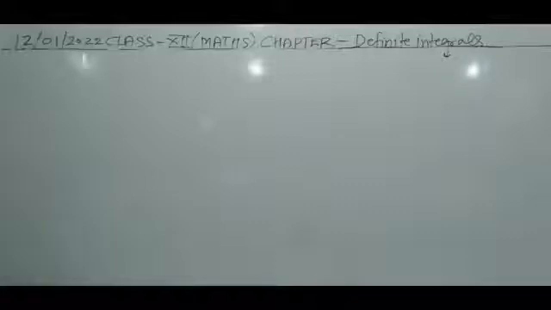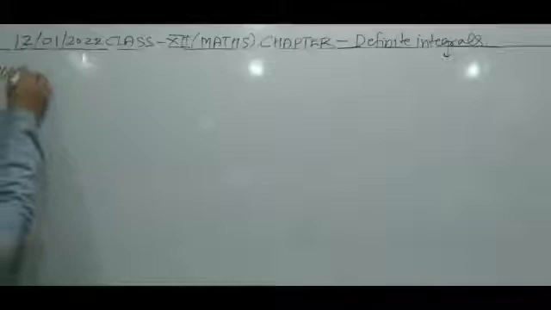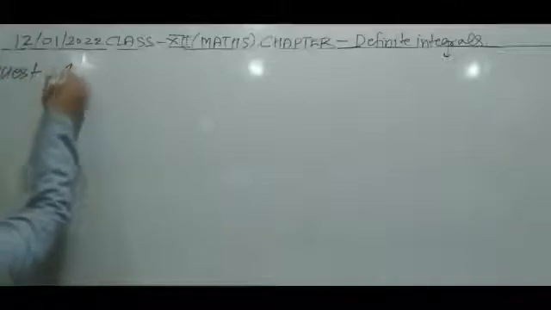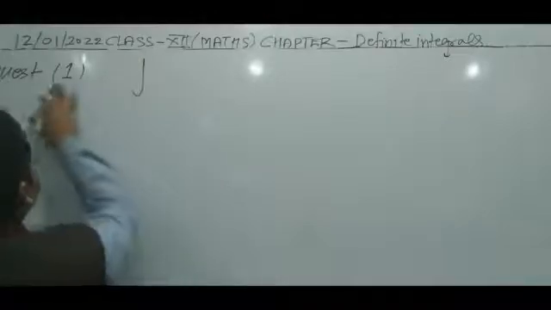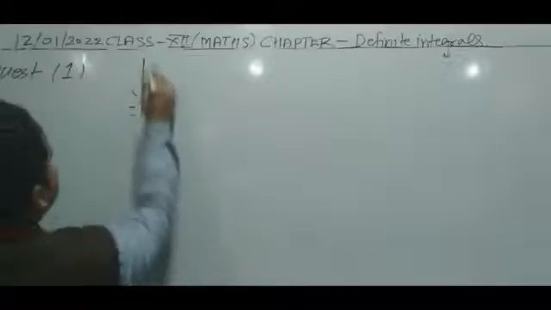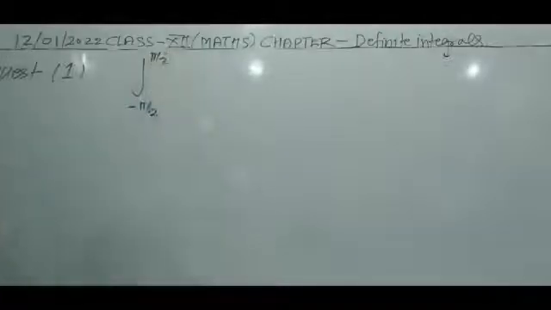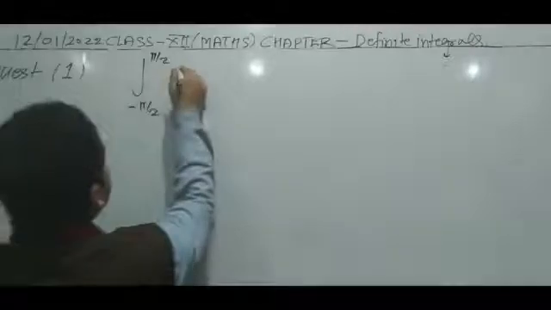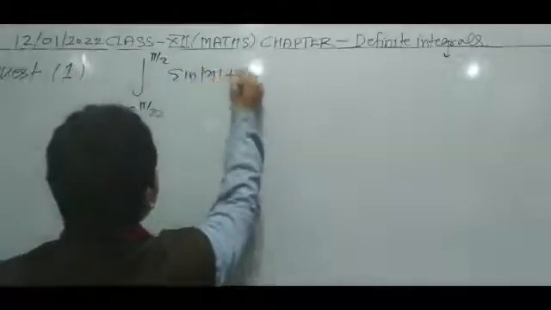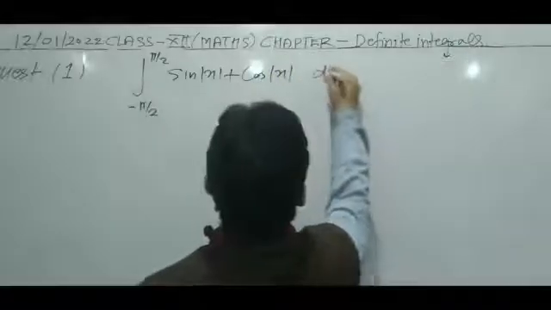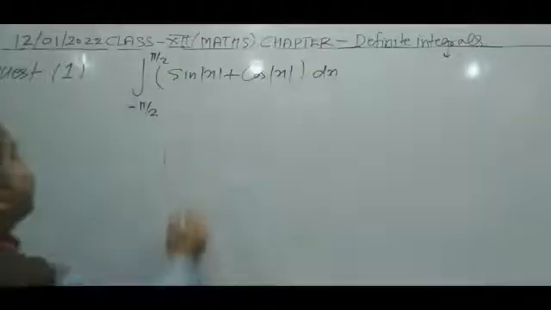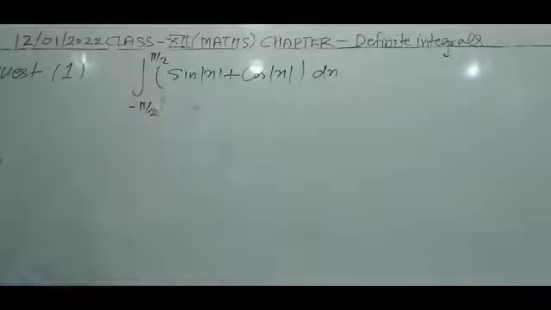So see, the question is: integration from minus pi by 2 to plus pi by 2 of sine of mod of x plus cos of mod of x dx. Now this is our question and we have to integrate.